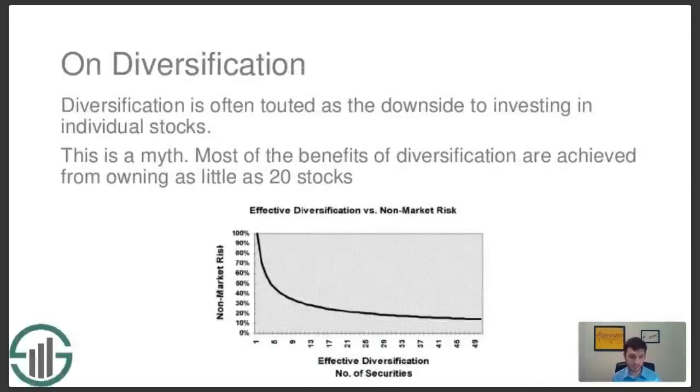First up, diversification. Diversification is often touted as the downside to investing in individual stocks. And I mean, if you own one stock, that's very dangerous. But there's no reason to just own one stock. The cost of buying a stock is extremely low today. Not being able to diversify an individual stock portfolio is a myth. And moreover, you don't have to own 500 stocks. Most of the benefits of diversification are achieved from owning as little as 20 stocks.